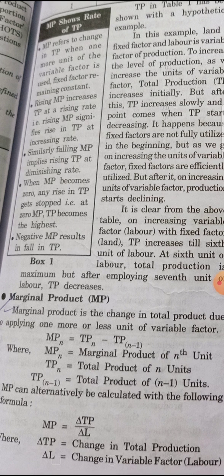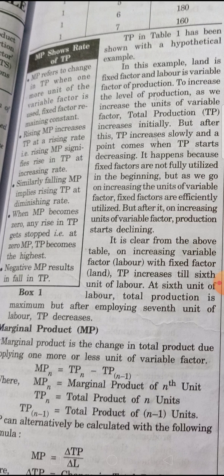So that is what it is showing. So MP shows the rate of change of TP. MP refers to the change in TP when one more unit of the variable factor is used, fixed factor remaining constant. The rising MP increases the TP at a rising rate. The rising MP signifies the rise in the TP at an increasing rate. Similarly, falling MP implies the rising TP at a diminishing rate.